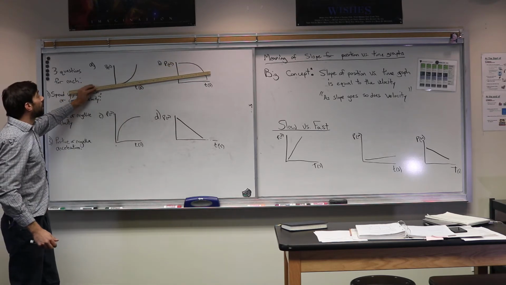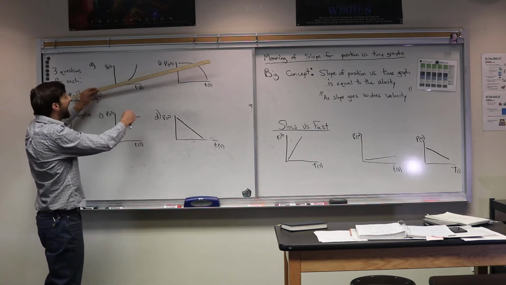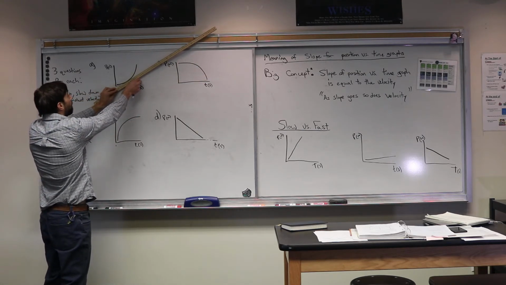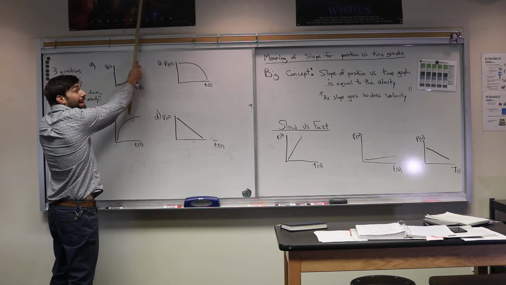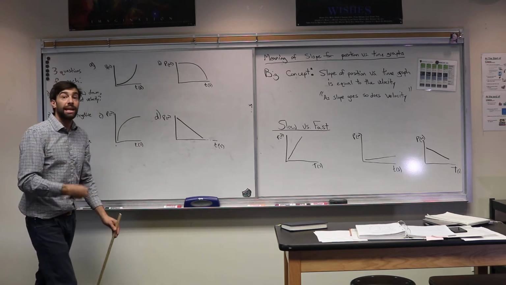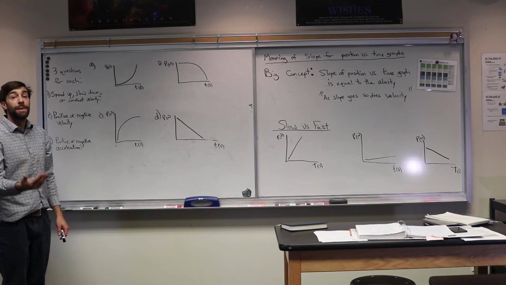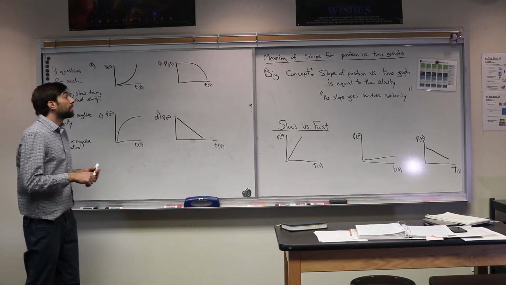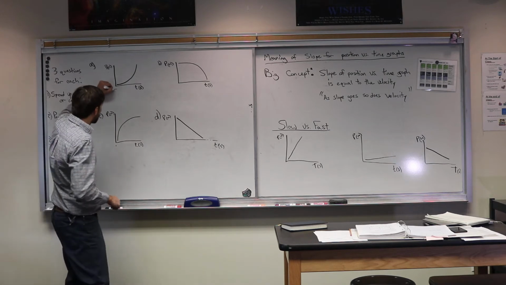And so right here, the slope is almost horizontal. As we go on, the slope gets bigger and bigger and bigger. And so our slope is increasing, and our velocity will be getting bigger and bigger. And therefore, we know this object is speeding up.